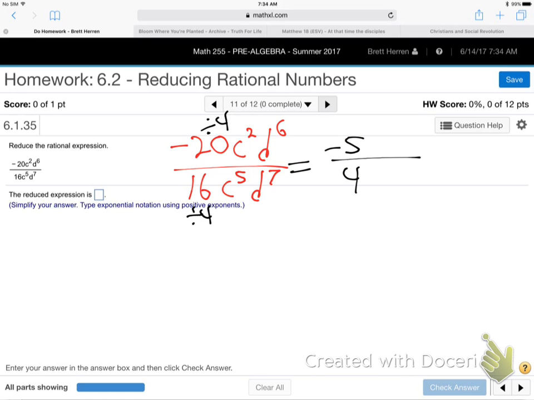And then the powers, we subtract, and wherever the bigger is, that's where the answer ends up. So c to the 5 minus 2 is c to the third on the bottom. And d to the 7 minus 6 is d to the 1, or just regular d on the bottom. So we do end up with a minus 5 staying on the top, don't we? And there's our answer.